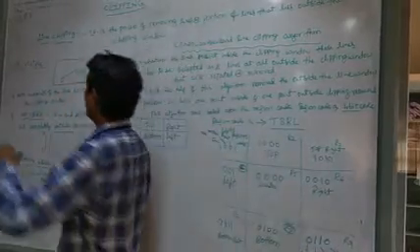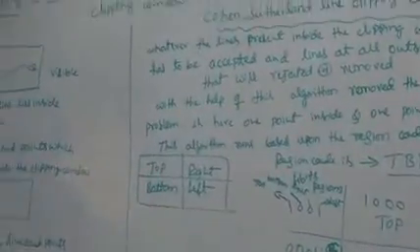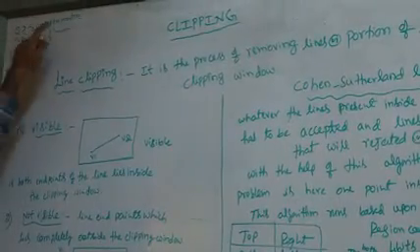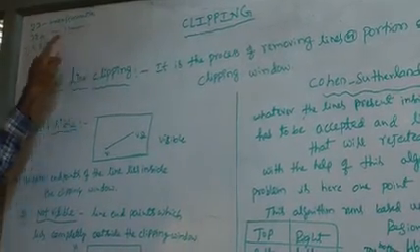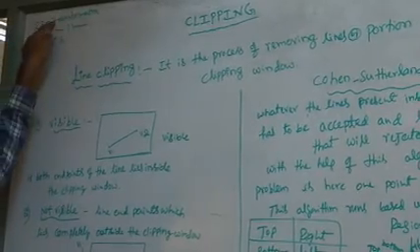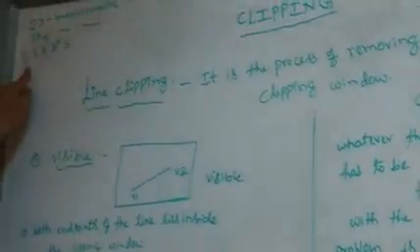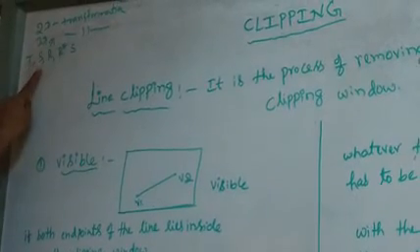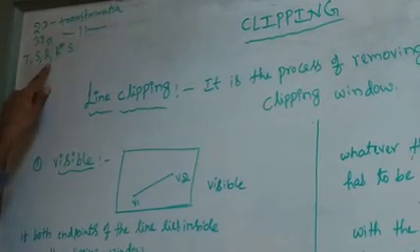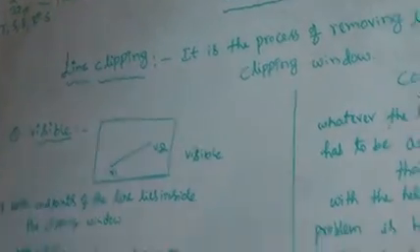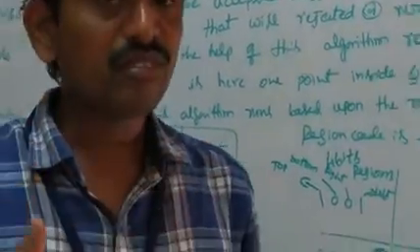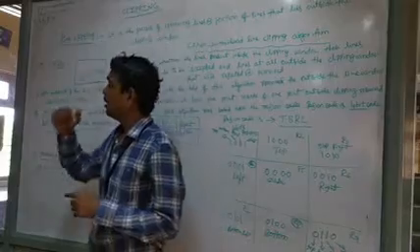Similarly, the discussion about 3D: 2D means two-dimensional transformation, 3D means three-dimensional transformation. This is the 3D plane, this is the 2D plane. Here too we have translation, scaling, rotation, reflection, shearing. It is very important in the computer graphics topic.